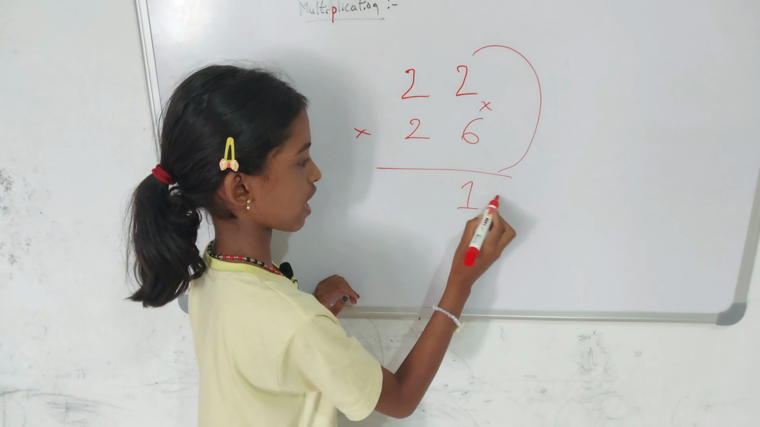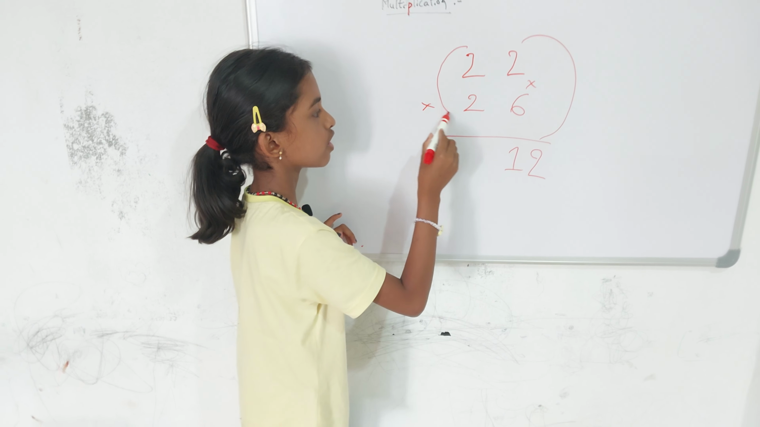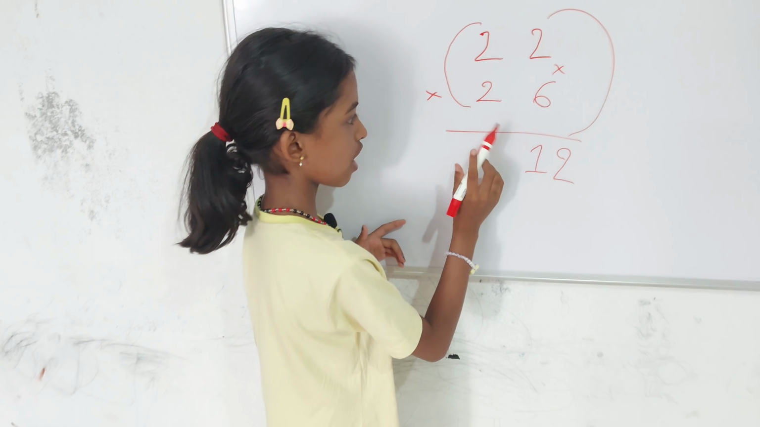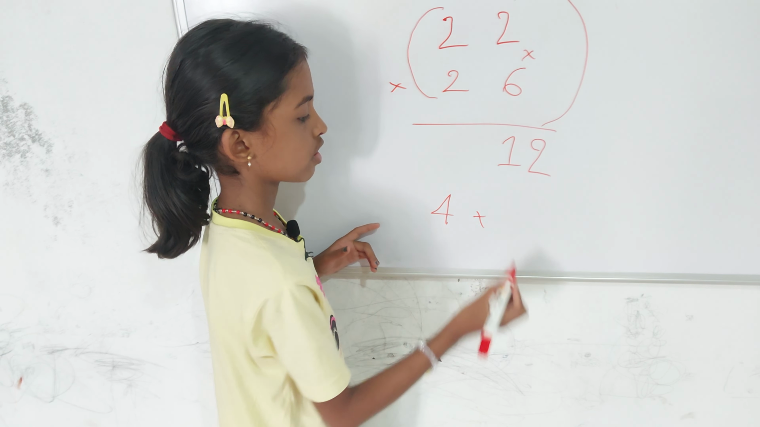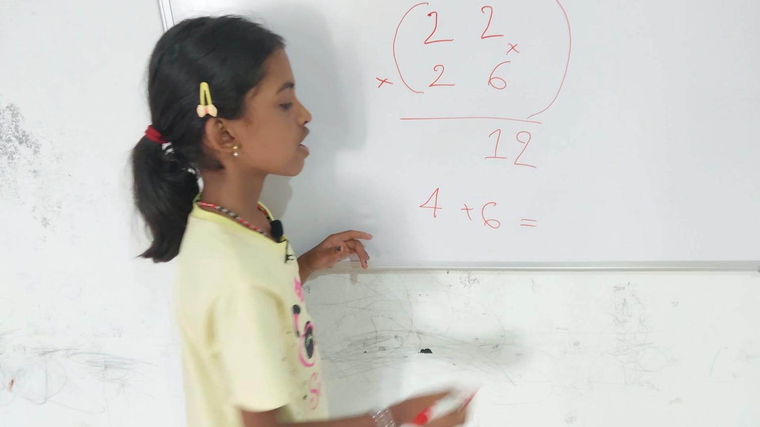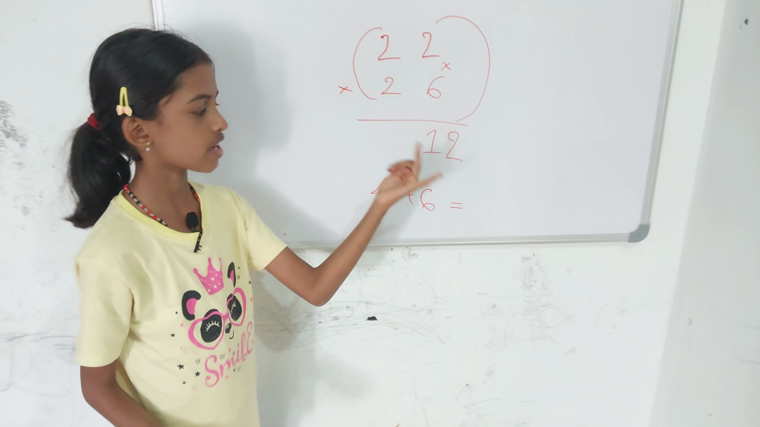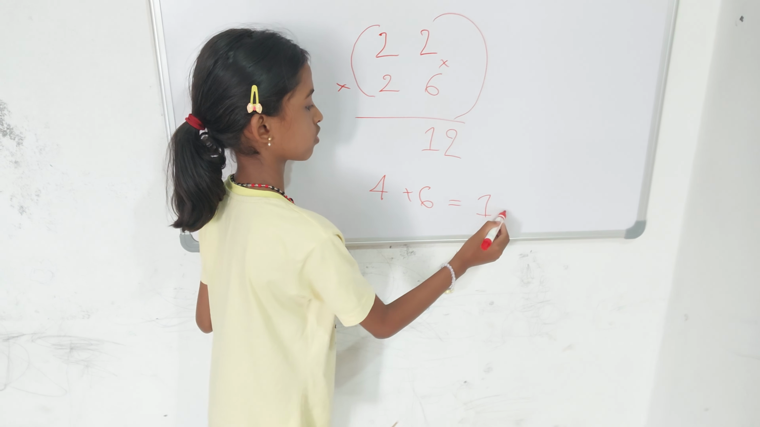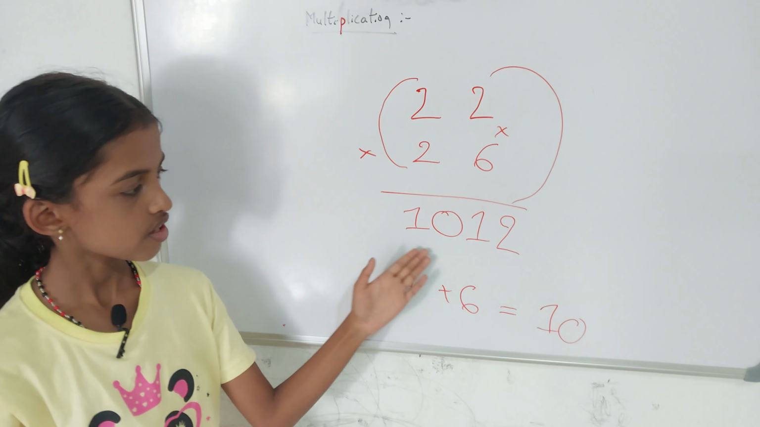So write here 12. Now multiply 2 into 2. 2 ones are 2, 2 2s are 4. So now write here 4 and add to 6. 4 plus 6 is 10. So the answer is 10. Ten 112.